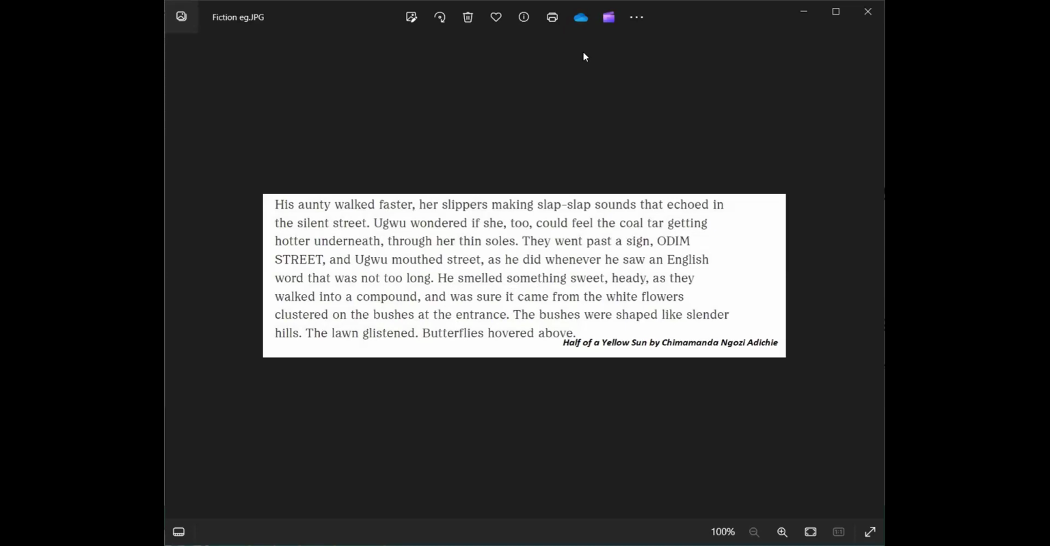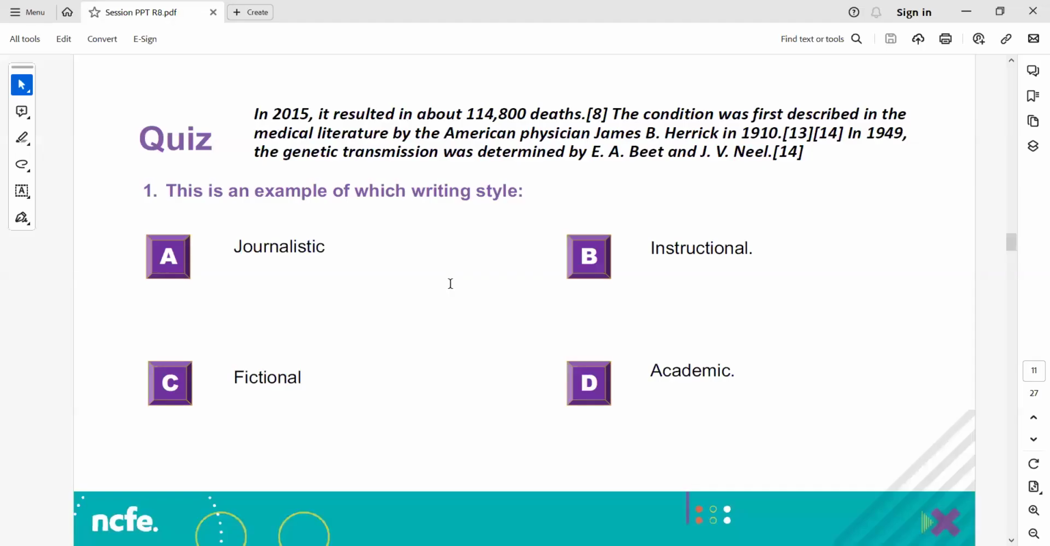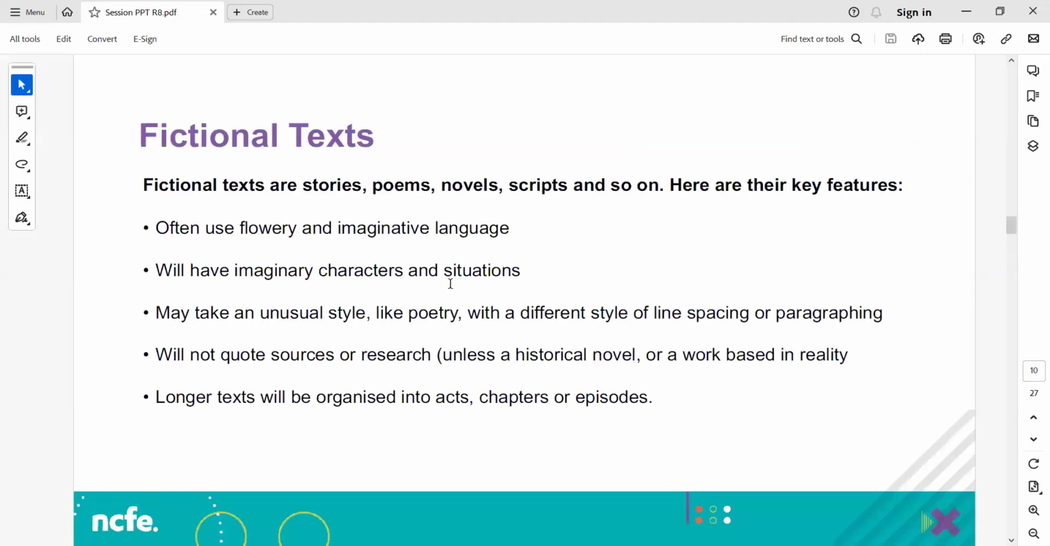Well done. Thank you. We've also got the characters, so they are imaginary characters, the auntie and Ugwu. Okay, let's go back. So any questions about fictional texts?